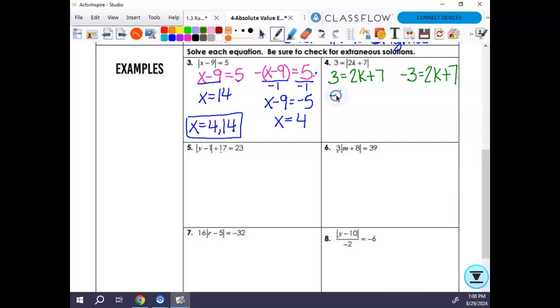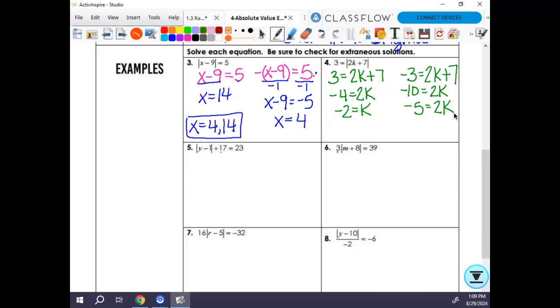So this will give me what? Negative 4 equals 2k. So negative 2 equals k. And here I would subtract 7, so I get negative 10 equals 2k. So negative 5 equals 2k. And when I substitute them back in, it really doesn't matter. These are real numbers, so when I multiply and add, whether they're big, small, positive, negative, it doesn't matter. I can take the absolute value, and it'll be fine.